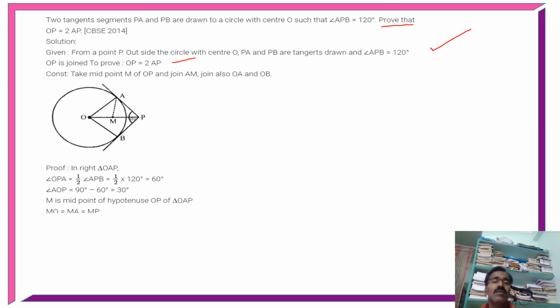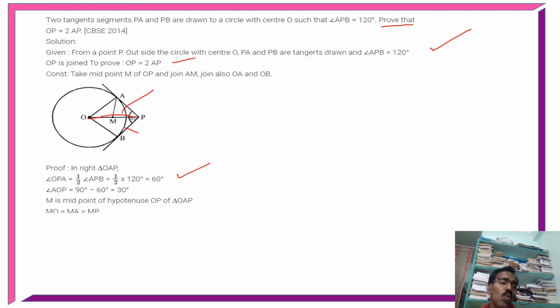Take the midpoint M such that AM equals MP, and join OA also. In right triangle OAP, we know that it is a right triangle. We can prove these two triangles congruent. So OP bisects angle APB. That is why it is 60 degrees.